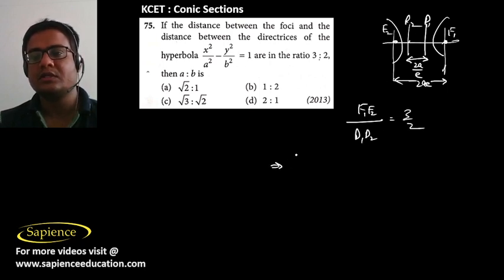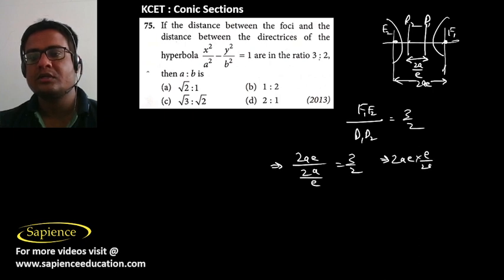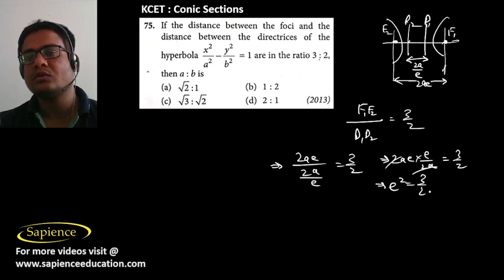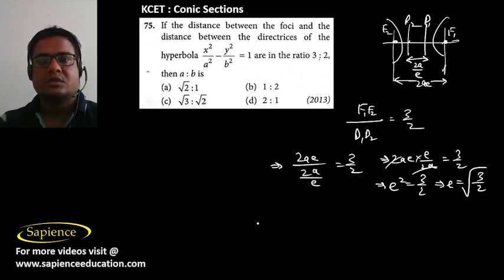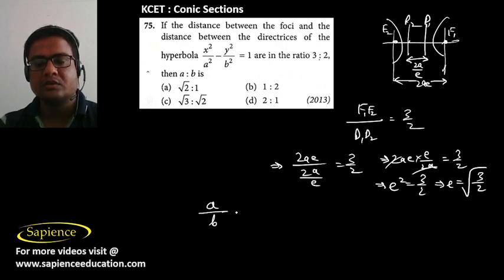So it means 2ae divided by 2a by e is equal to 3 by 2. Therefore 2ae into e by 2a is equal to 3 by 2. The 2a will cancel, so e square equal to 3 by 2. So e equal to root over 3 by 2. The eccentricity is root over 3 by 2. So now we have to find the ratio of a is to b.